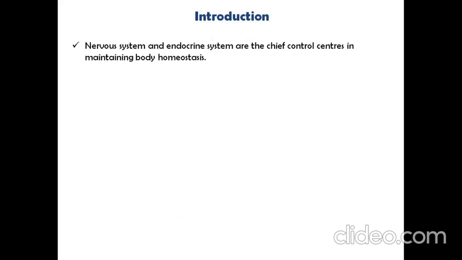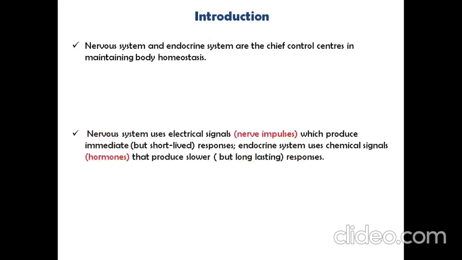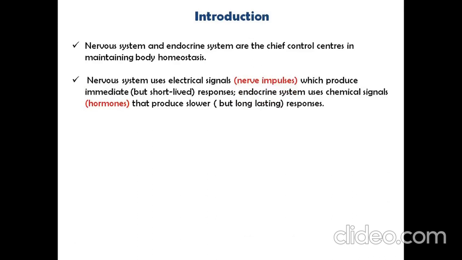Introduction of the nervous system. The nervous system and the endocrine system are the chief control centers in maintaining body homeostasis. It means the nervous system uses electrical signals, that is nerve impulses, which produce an immediate response, and the endocrine system uses chemical signals, which are hormones, that produce a slower response.